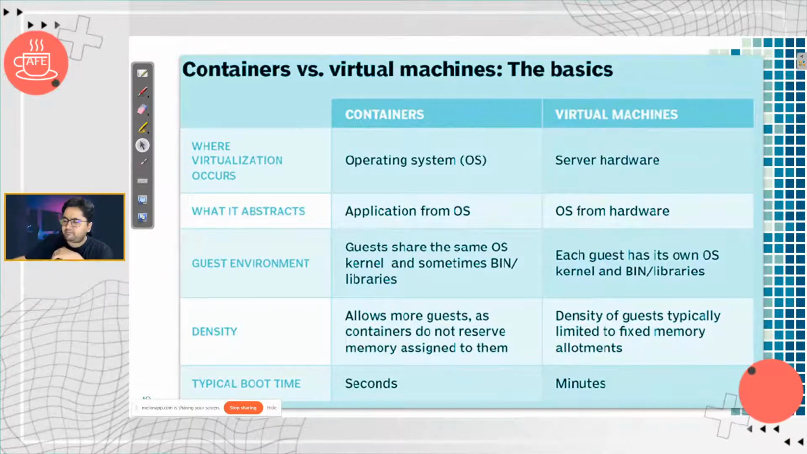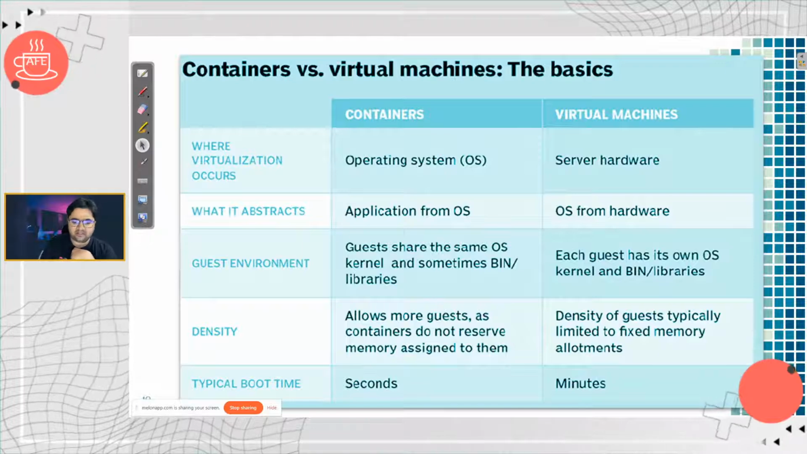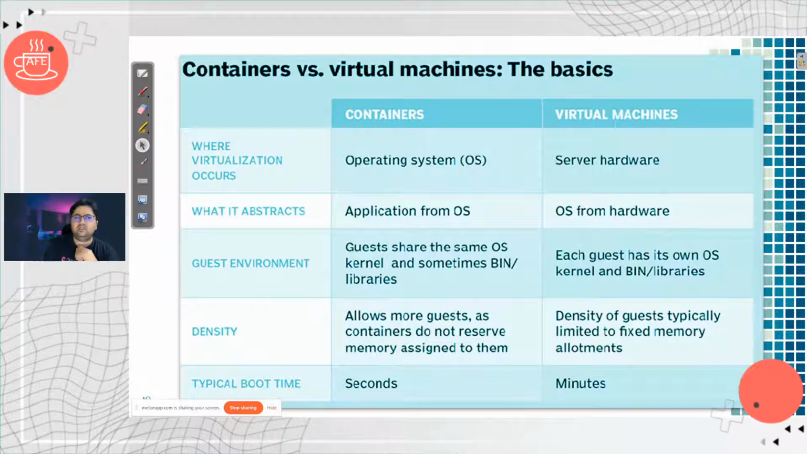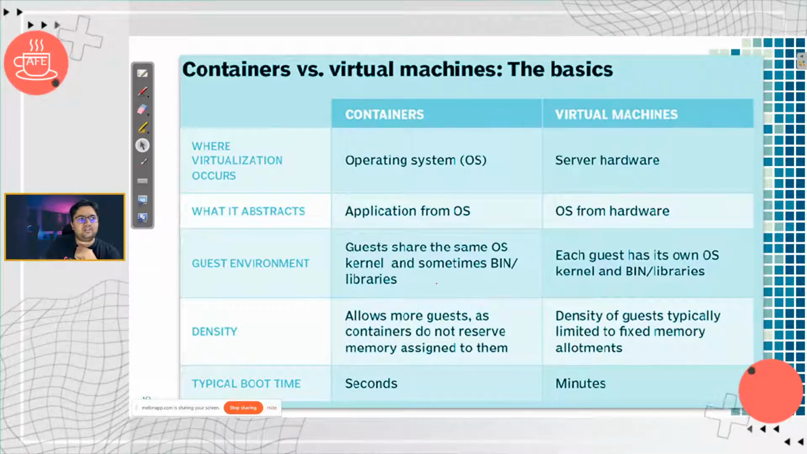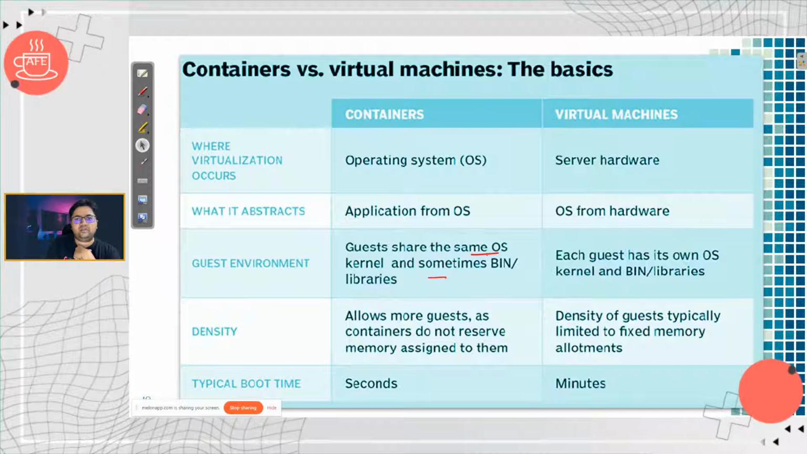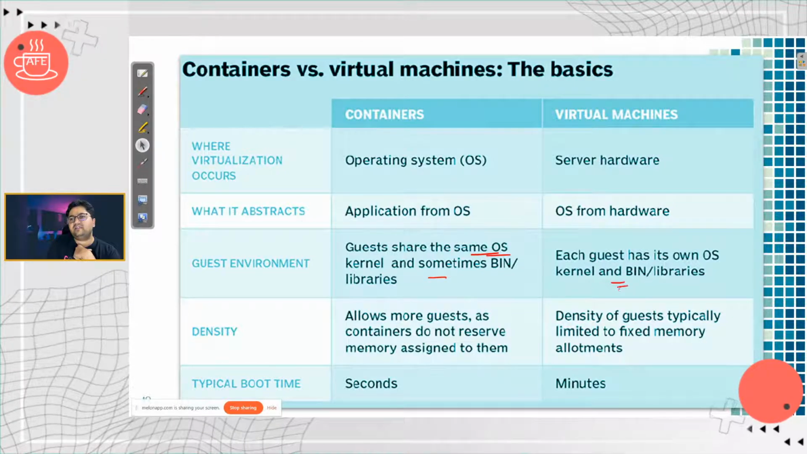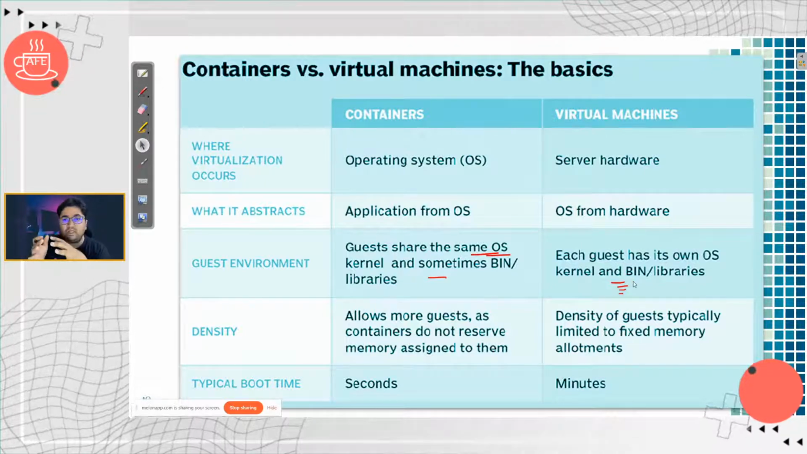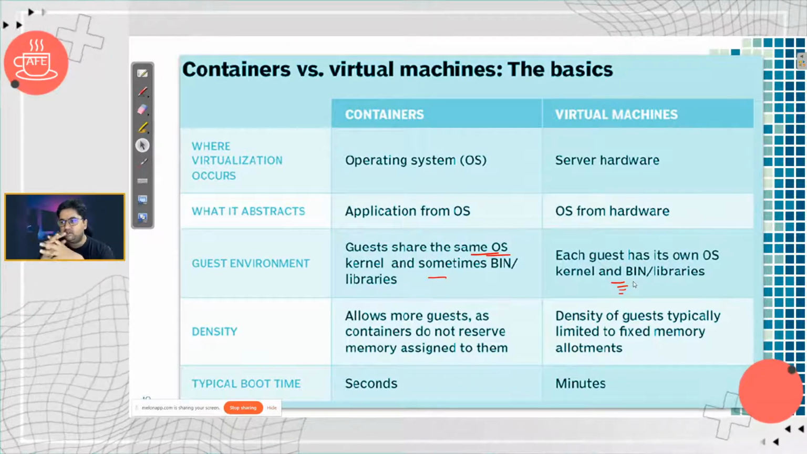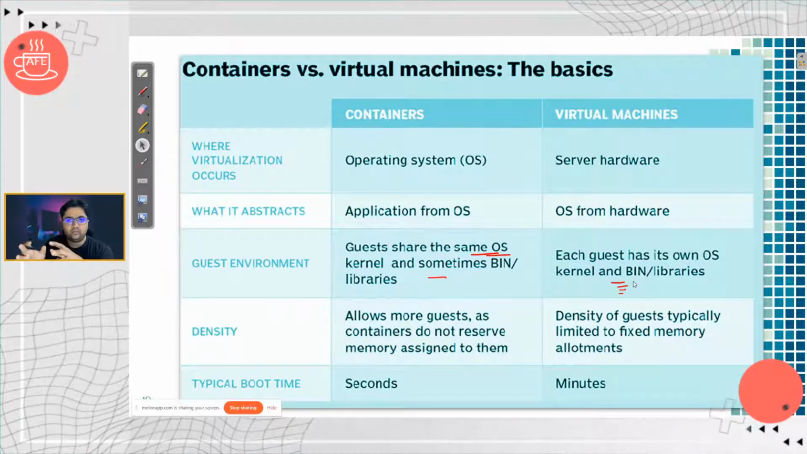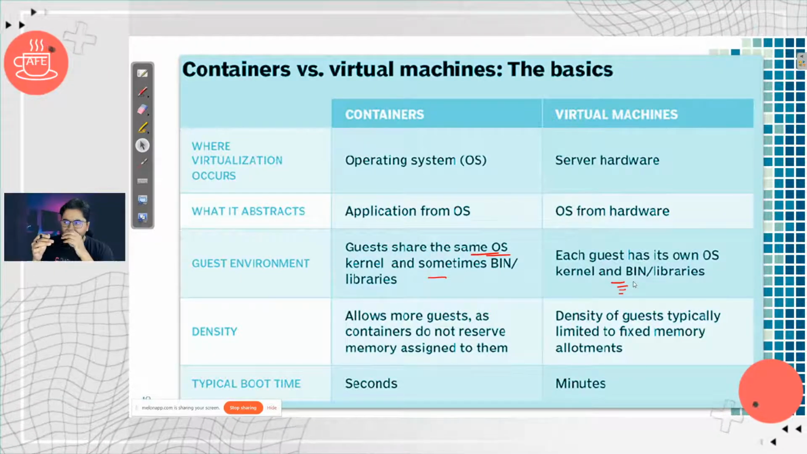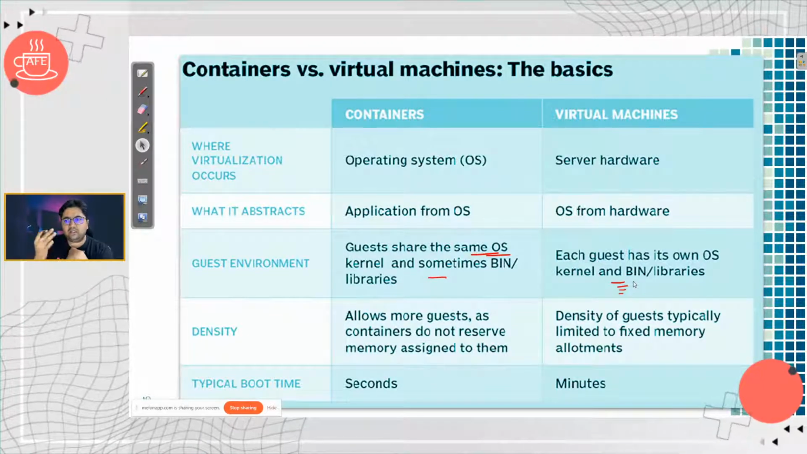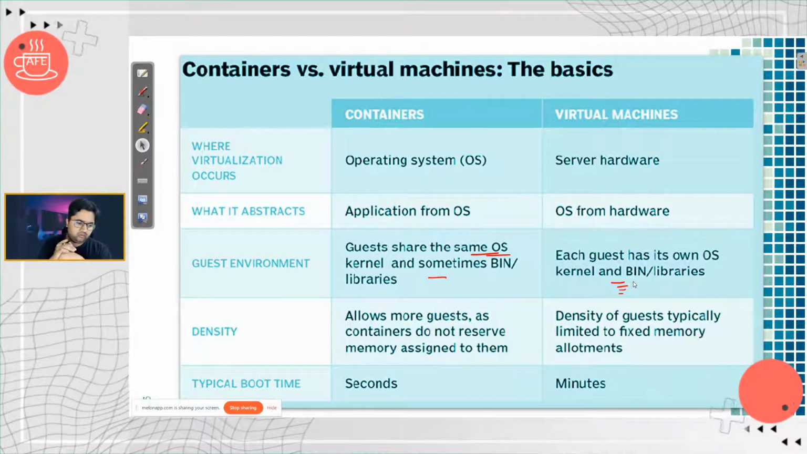All right. So what it abstracts, again: containers abstract the application from the OS, and virtual machines abstract the OS from the hardware. This is interesting: in a container environment, guests share the same OS kernel, but in a virtual machine, each guest has its own OS. Now, a good example for virtual machines would be databases, which are very stable and powerful technologies. I don't want a database that is stateless with state management issues. Though we can do that, databases would be a good use case for virtual machines.